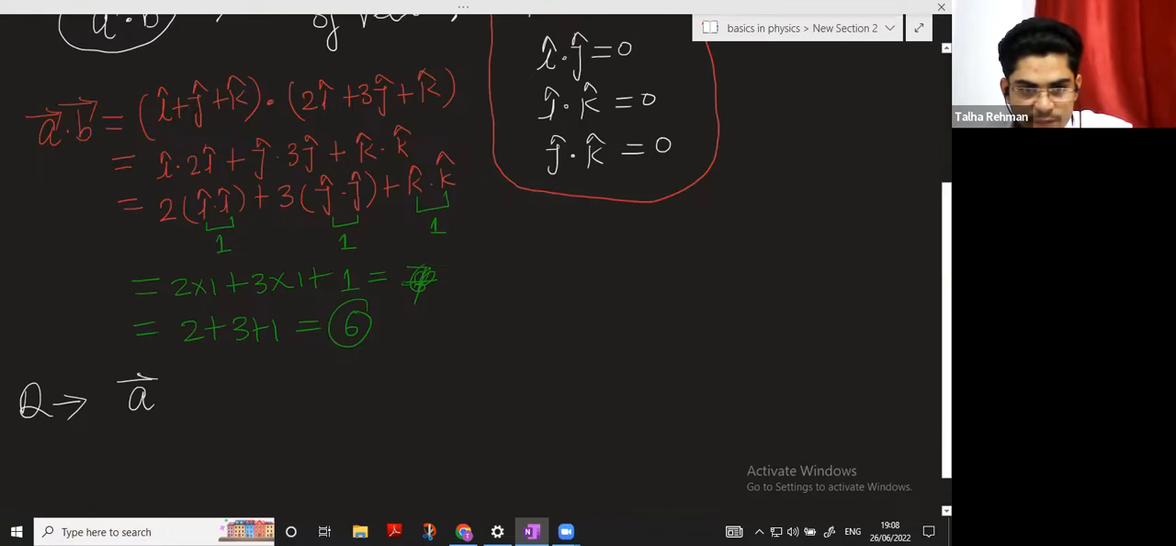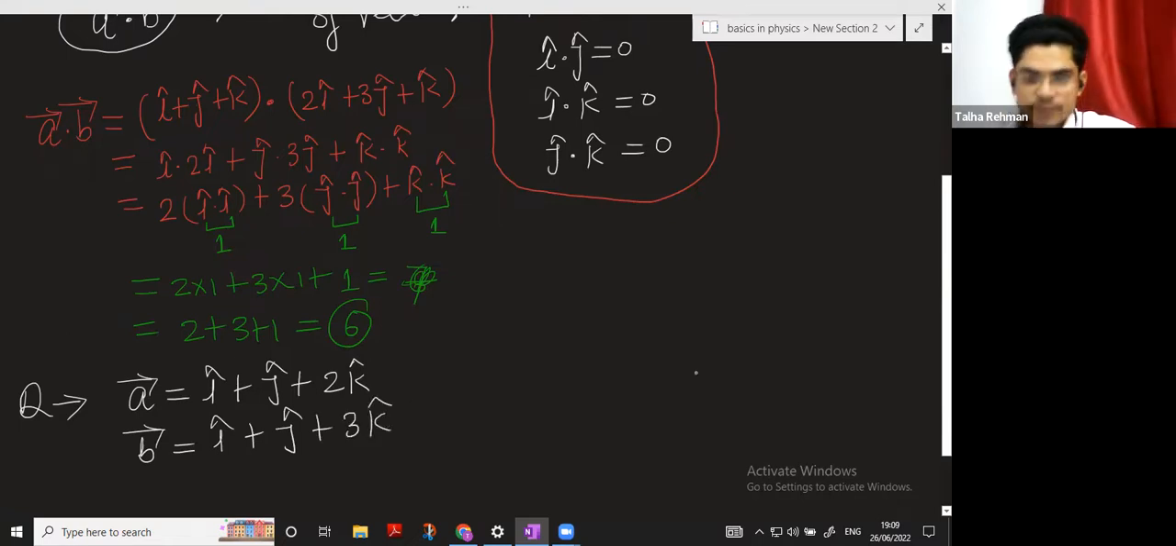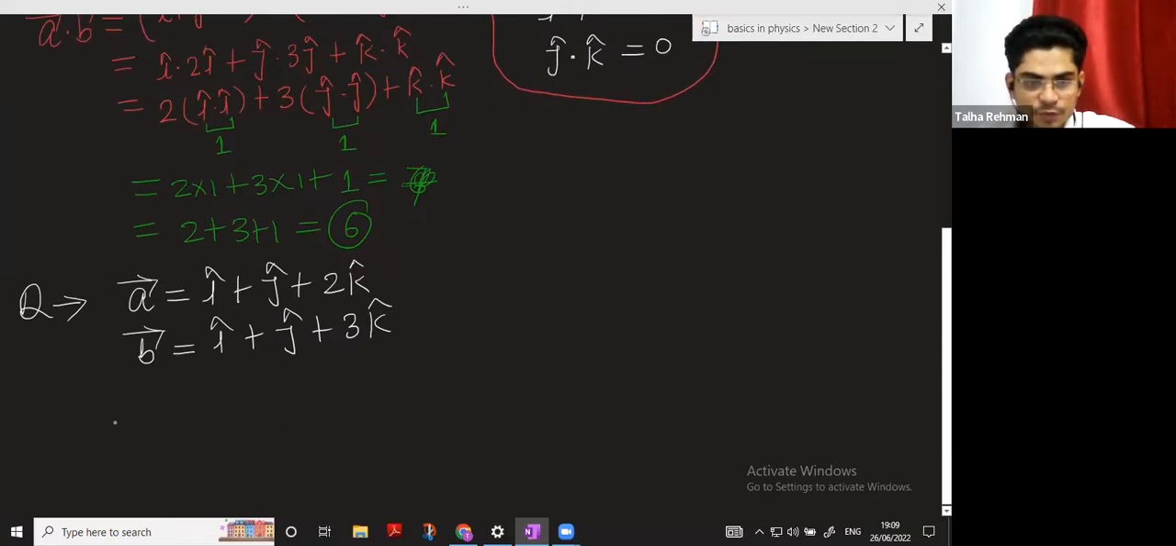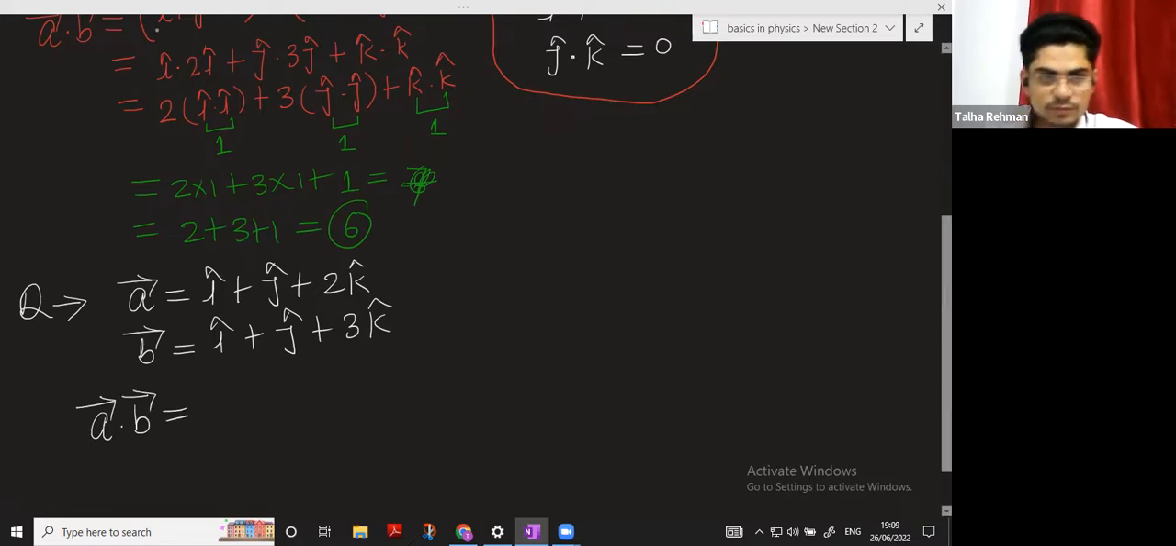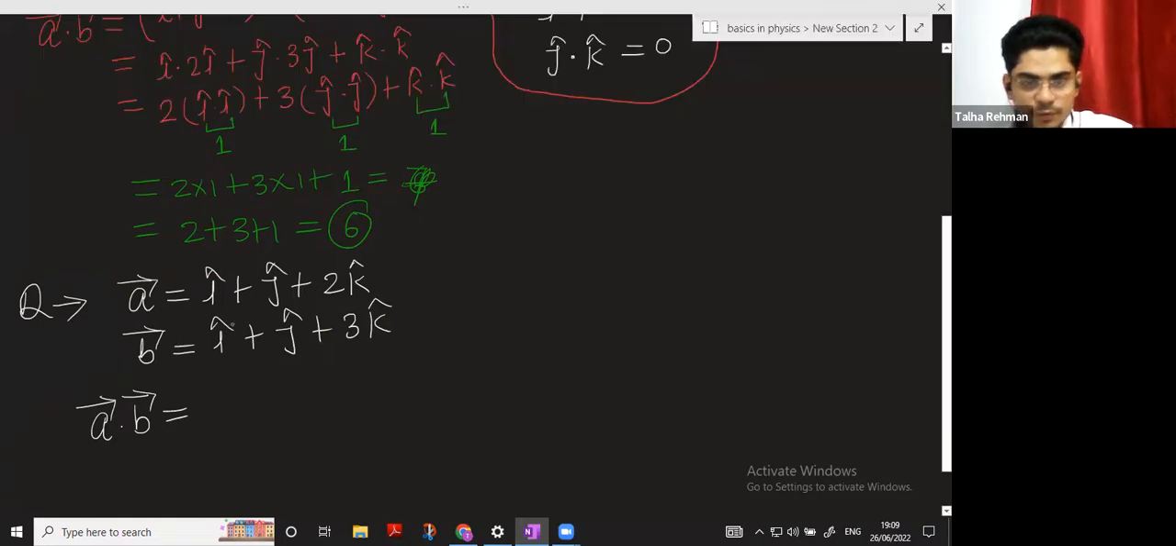Suppose A vector is given as I cap plus J cap plus 2 of K cap, and B vector is given as I cap plus J cap plus 3 of K cap, and I want to find A dot B. So what will you do? We will multiply I with I, J with J, and 2K with 3K.